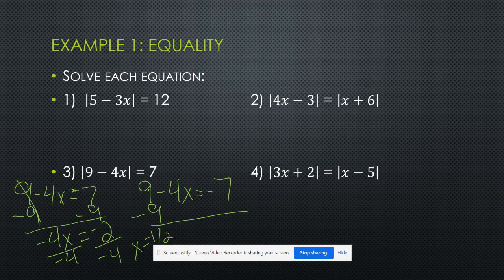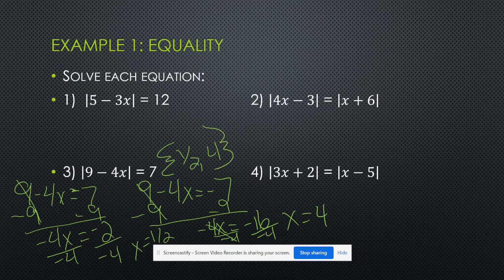For the negative 7, we're subtracting 9 from both sides again. That's negative 4x is equal to negative 16. Divide by negative 4 on both sides, and x is equal to positive 4. Our solution set is 1/2 and 4. And again, they're in braces because this is equal to. So those are our only two possible answers.